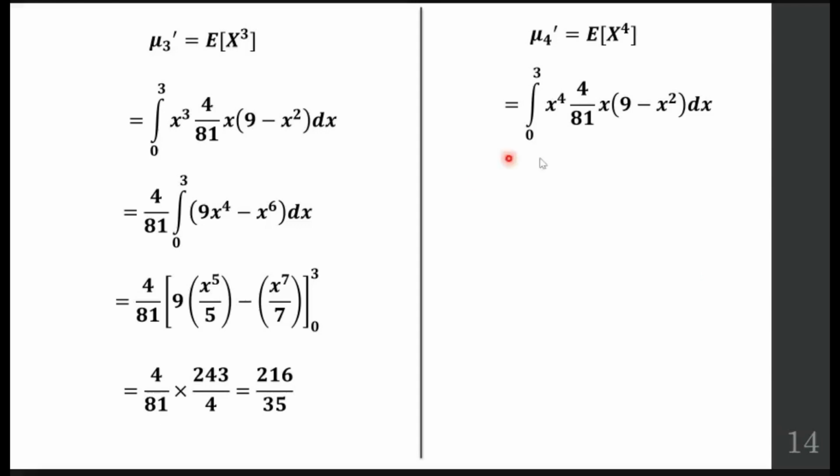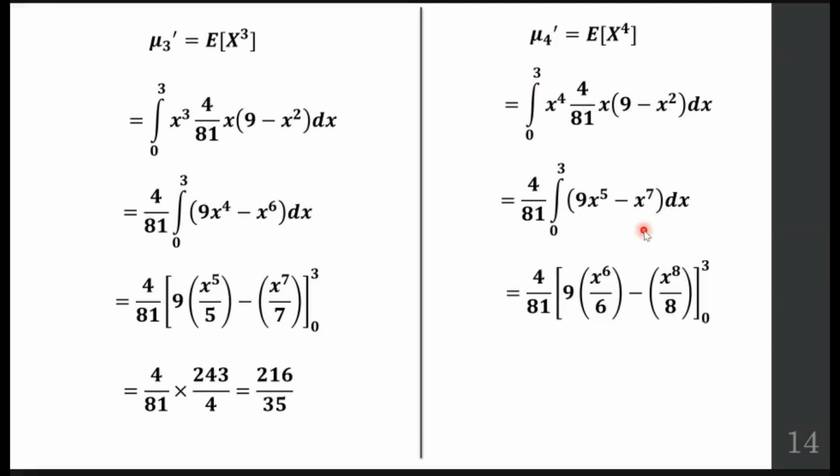Mu 4 dash will be E of x raised to 4. So integration of x raised to 4 into f of x. Again 4 by 81 is constant, taking it out. Take x raised to 5 inside the bracket, integrating and applying the upper limit and the lower limit. 27 by 2. Okay. (27/2).